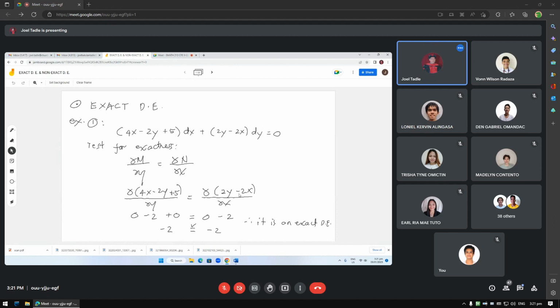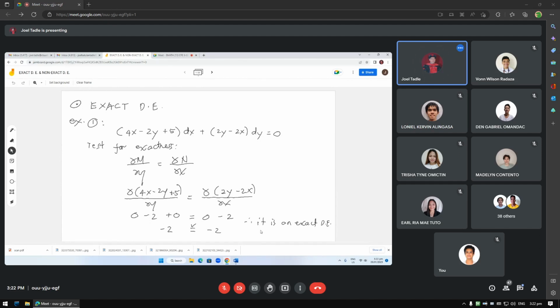Sa right side, with respect to x man ta, ang 2y is considered as constant. So that is 0. Then the partial derivative of negative 2x with respect to x, atong i-move out ang negative 2, then partial derivative of x over partial derivative of x is 1. So the answer is negative 2. So we got an identity here. So it means that the given differential equation is an exact differential equation.